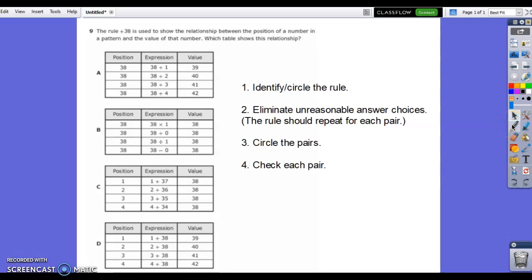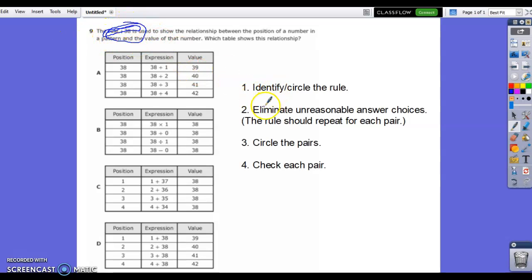Okay, so the first process step is to identify or circle the rule that is given for the problem. So for this one, it says the rule is add 38 is used to show the relationship between the position of the number and the pattern. So which table shows this relationship? So that is the rule.